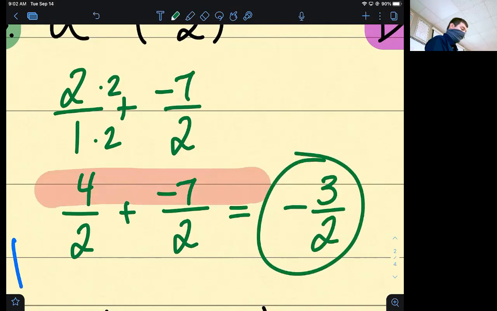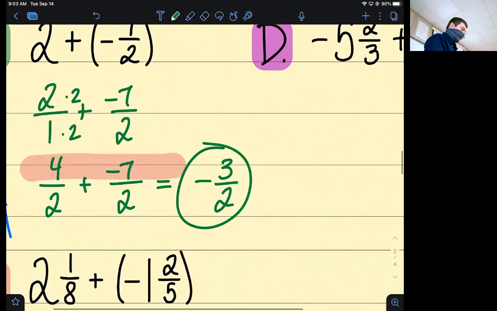That fraction's reduced, so it's good. If you want to write it as negative 1 and 1 half, that's fine. I'm not going to mark off if you write it as a mixed number. That's fine. You write it as a mixed number. Okay? I'm just saying you don't have to.